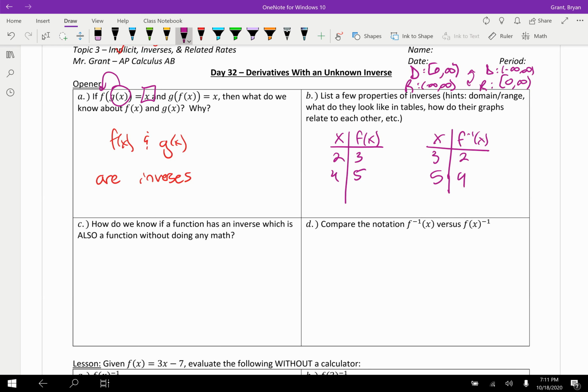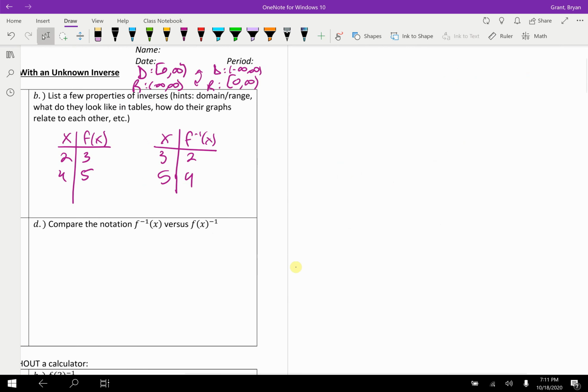What about their graphs? Well, in terms of their graphs, if we have some sort of function that looks, I don't know, like this, then if you picture the line y equals x, an inverse always has symmetry across the line y equals x. So we can have that, and we're just going to flip it over, and it's going to look exactly the same, right? Just flipped over. Something like this. And I think maybe you could picture it from there.